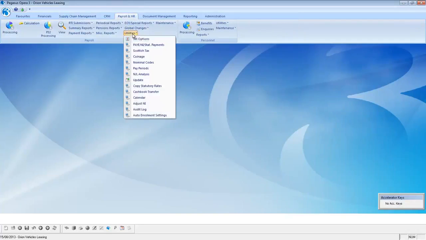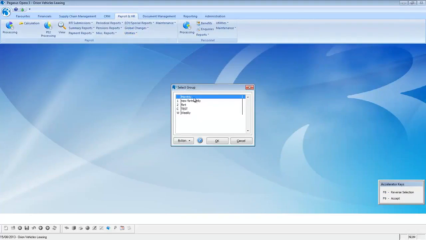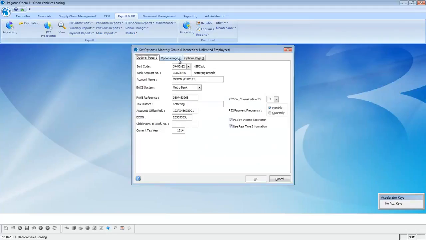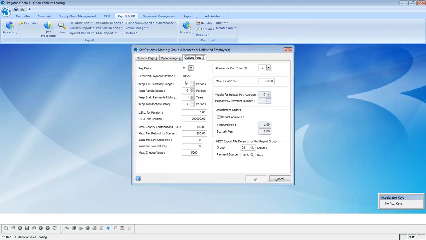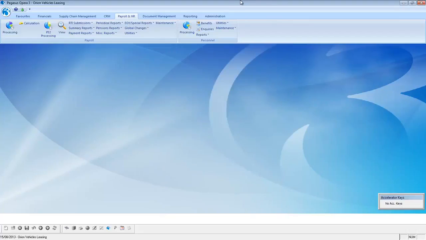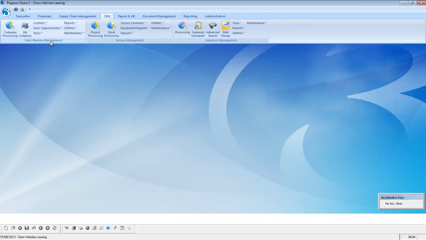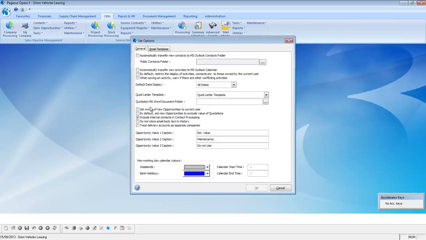For payroll, this is possibly one of the most important areas. On options page 3, we have the keep summary images, keep payslip images, keep payment history and keep transactions. Again, a lot of the time when we have had a call recently, the HMRC wanted to go back 4 years, so I would make sure that these are set correctly. And in sales pipeline management, I believe the options are just in sales pipeline management if there are any, and it actually doesn't look like there are.